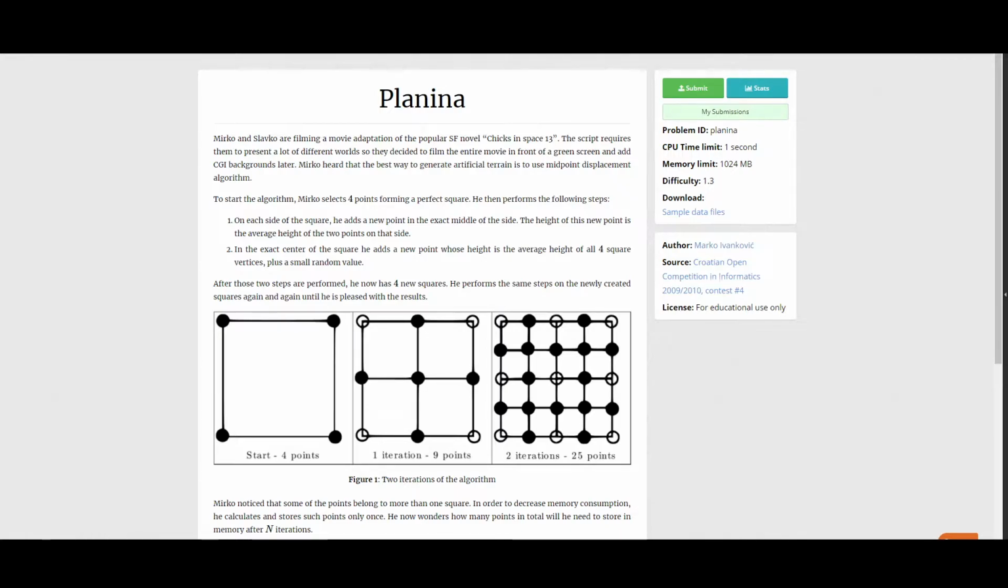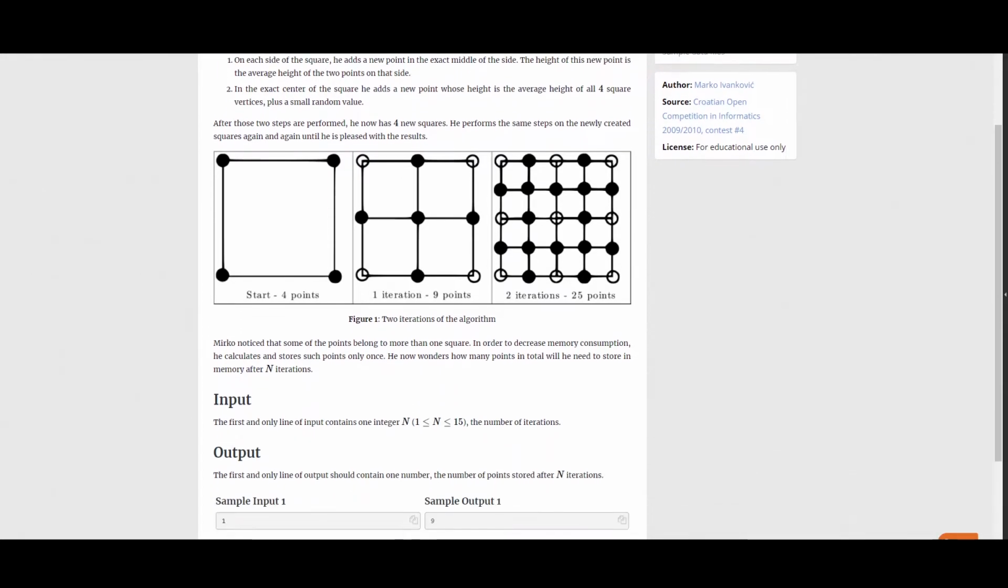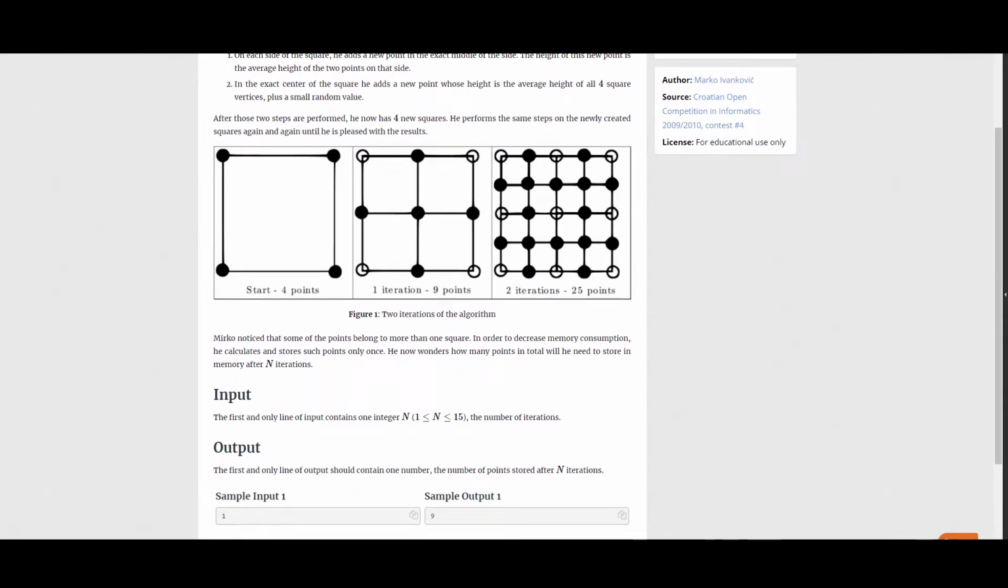After these 2 steps are performed, he now has 4 new squares. He performs the same steps on the newly created squares again and again until he is pleased with the results. And here they give figure 1, which shows the start and 2 iterations of the algorithm. Mirko noticed that some of the points belong to more than one square. In order to decrease memory consumption, he calculates and stores such points only once. He now wonders how many points in total he will need to store in memory after n iterations.